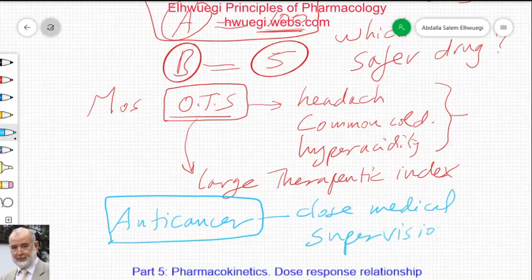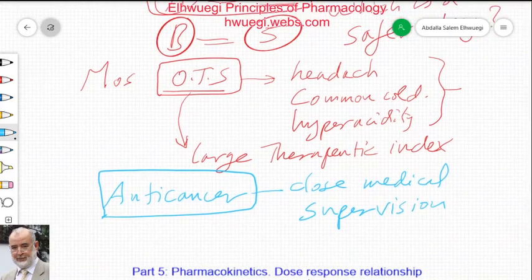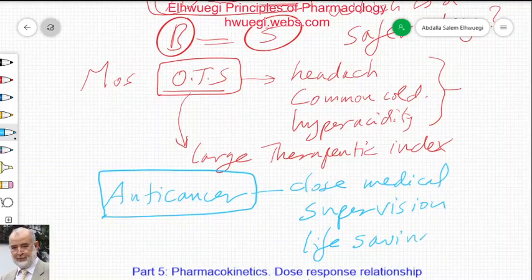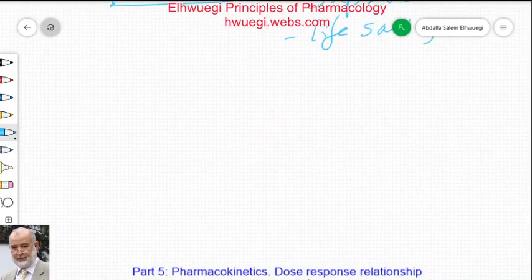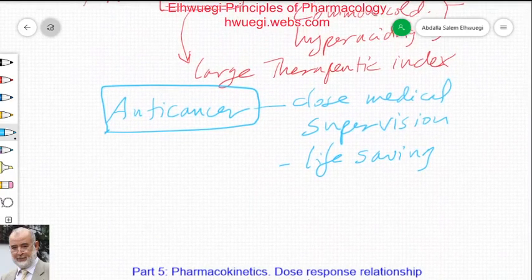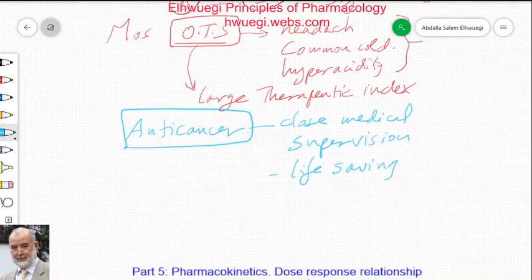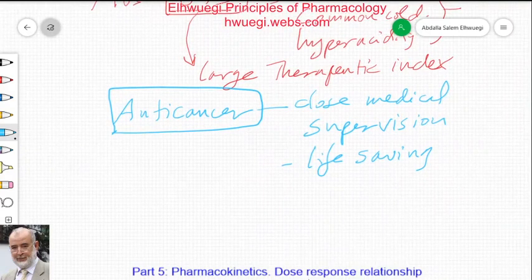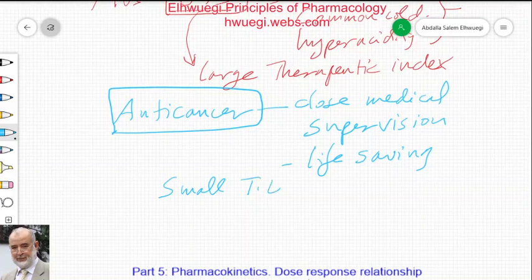Very close medical supervision. Plus, that is life-saving, because cancer, if not treated, can kill. So in this case, the drug does not have to have a large therapeutic index. In this case, our drug can have a small therapeutic index. Okay?